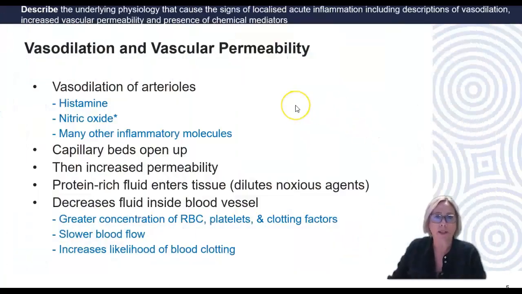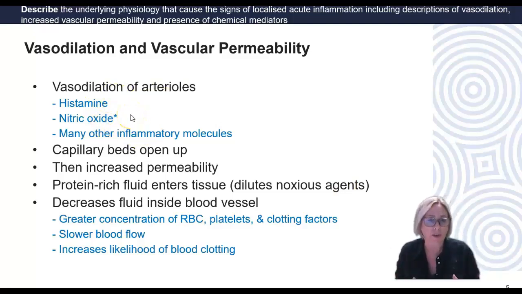So just a little bit more on vasodilation and then on vascular permeability. Vasodilation of arterioles occurs due to the action of many different inflammatory molecules, and we've just given you the example here of histamine and also nitric oxide. As a result of the vasodilation, the capillary beds then open up. Then at the venule end of the capillary bed, there is increased permeability. And again, this is in response to particular chemical mediators such as histamine again and bradykinin and other ones, which we'll talk about on the next slide. So you get these leaky vessels, and that allows this protein-rich fluid then to enter the tissue.